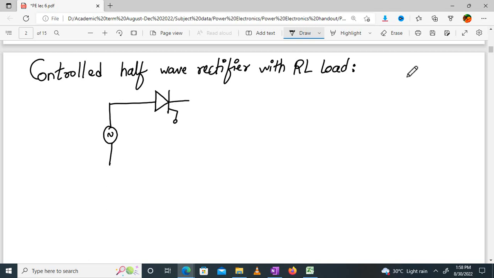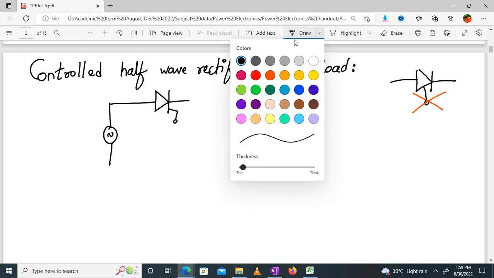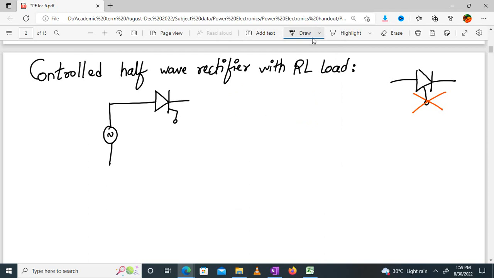While I was checking the paper, some of you have drawn the symbol like this. No, don't laugh. People make mistakes. This is wrong. You will simply lose marks. That's it. So please take care of the RL load.